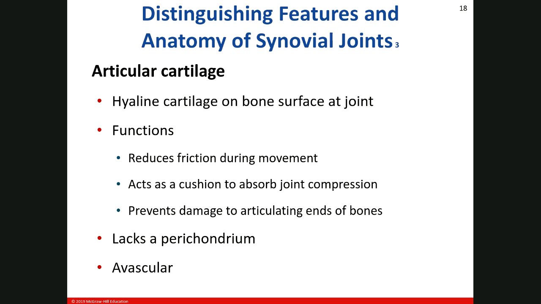The next component of our joint is our articular cartilage, specifically the hyaline cartilage. And you're already familiar with what it does. One, it acts as a shock absorber. Two, it helps to reduce the friction between the articulating bones. And when it reduces friction, it helps to protect the ends of the long bone.